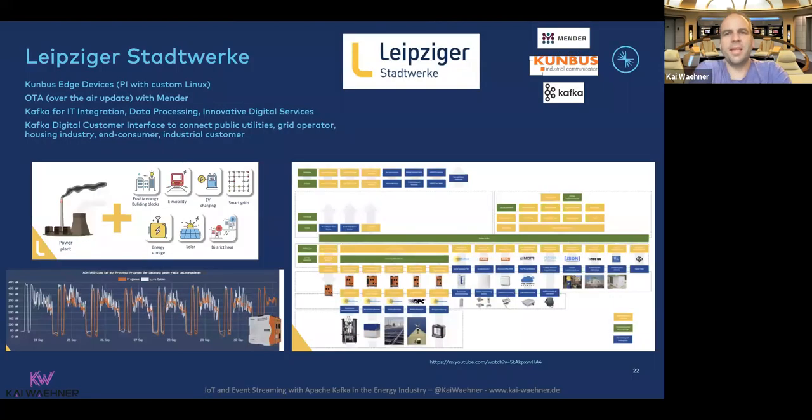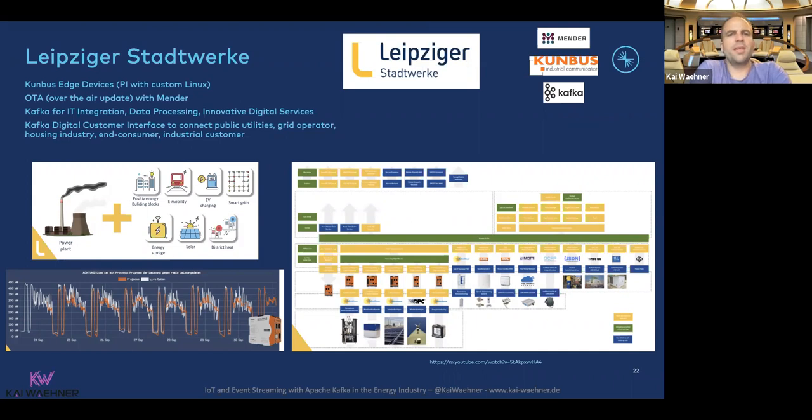Another example, and that's from Germany, and that actually was presented last week at a public event from Leipziger Stadtwerke. So that's a public utility in Germany, which is taking care of a specific region around Leipzig. So one specific state in Germany from the public sector. And here you see they are doing more or less the same thing like E.ON before.